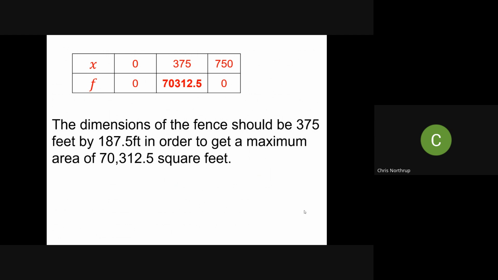So my final answer should be written nice and coherent like this. These are the dimensions that give me this maximum area there. That should give you more than enough to get started on those questions on Schoology.